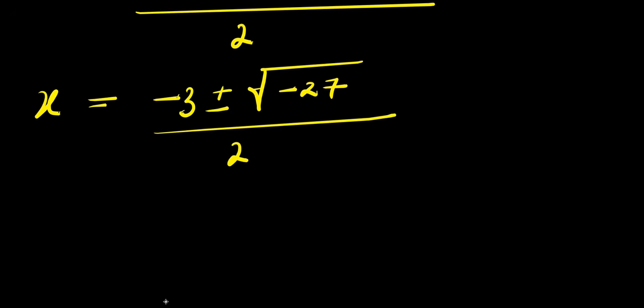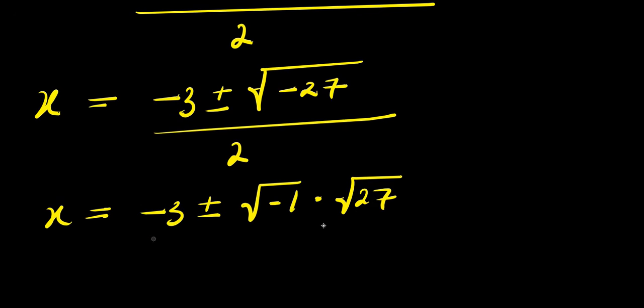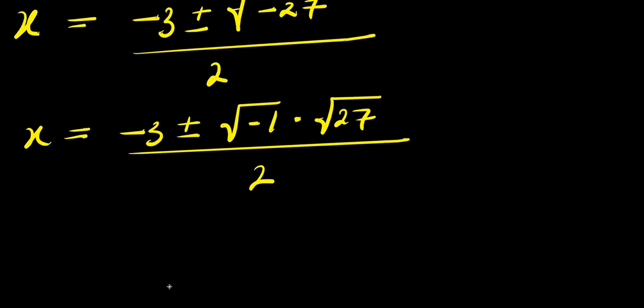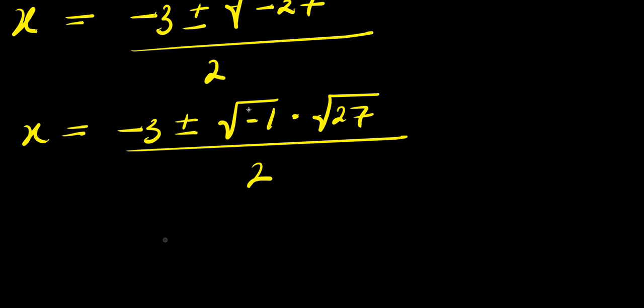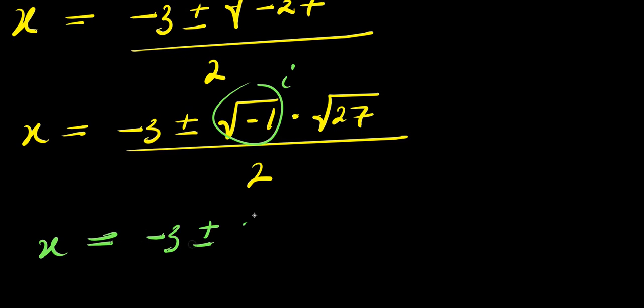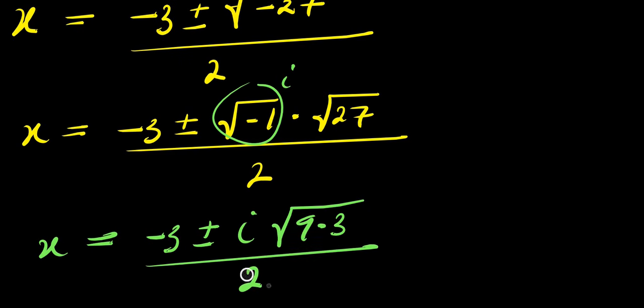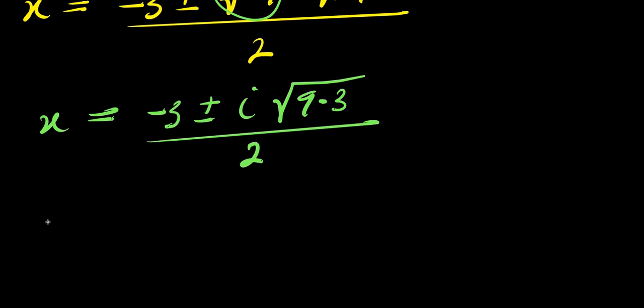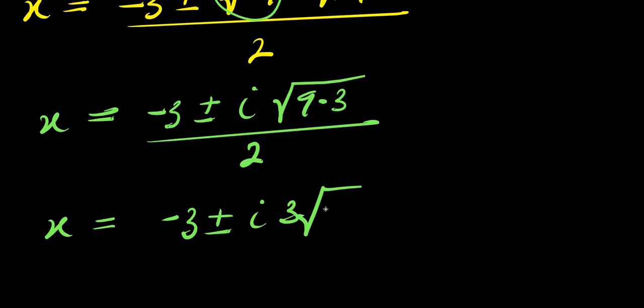divided by 2. So from here, x is negative 3 plus or minus the square root of negative 1 times the square root of 27, divided by 2. I'll directly replace the square root of negative 1 with i. x equals negative 3 plus or minus i times the square root of 27, which is 9 times 3, divided by 2. So x equals negative 3 plus or minus i times square root of 9, that is 3 times root 3, divided by 2.